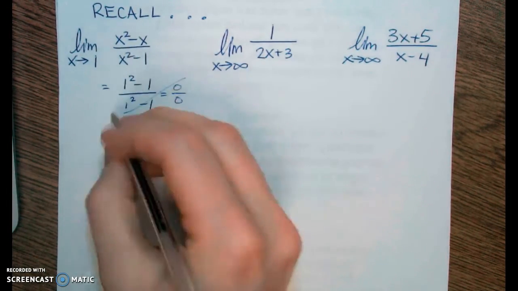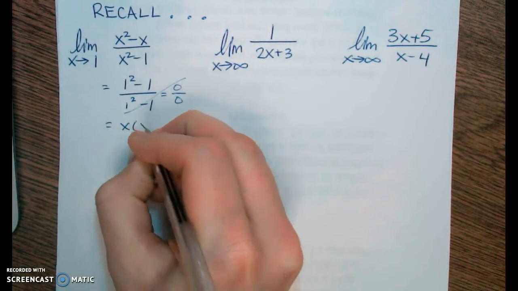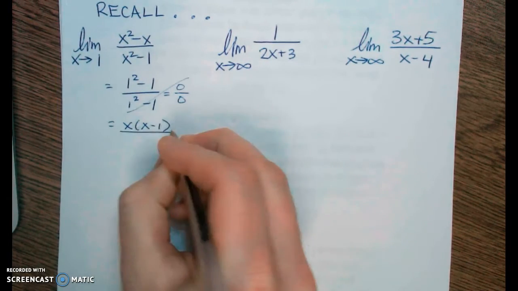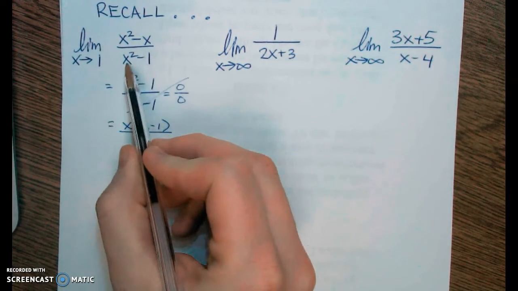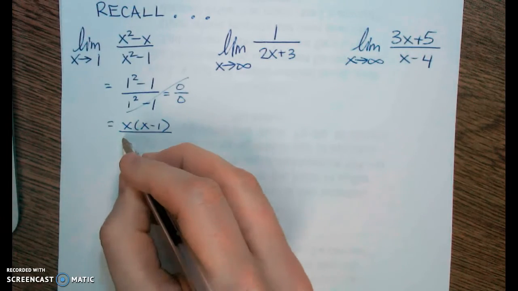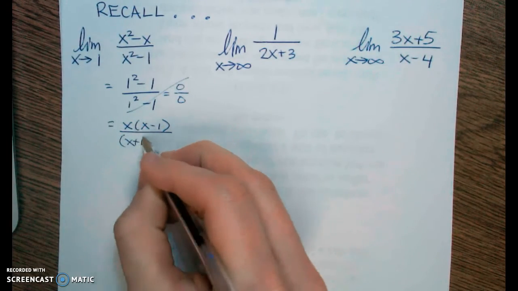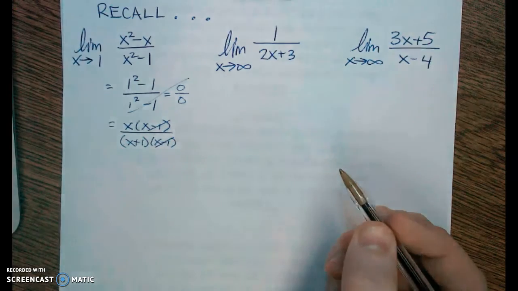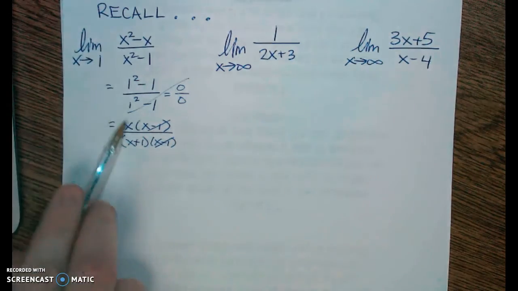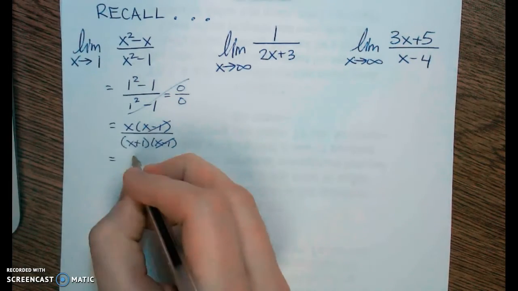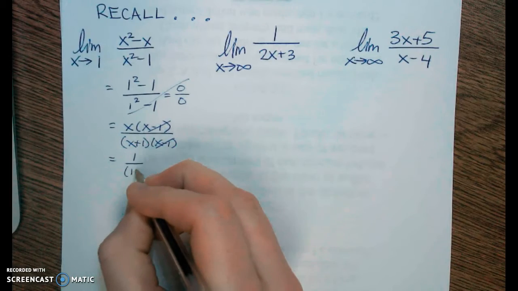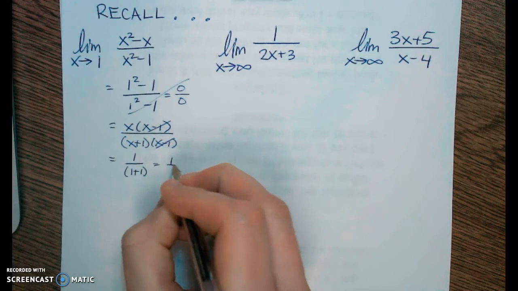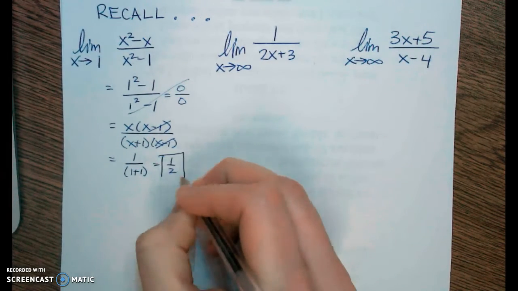So if we take an x out of the top, we're going to have x minus 1. If we take this, which is a difference of two squares, and factor it, it'll be x plus 1, x minus 1. And then my x minus 1 cancels, which allows me to plug 1 in again. So now I have 1 over 1 plus 1, which is 1/2 for that limit.